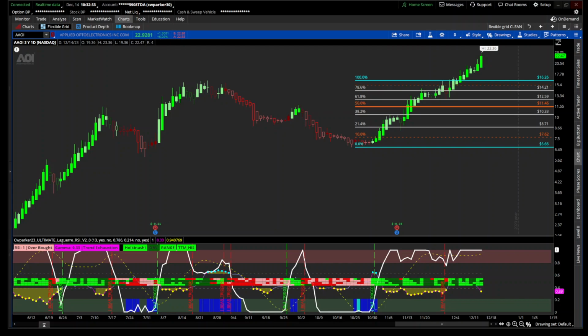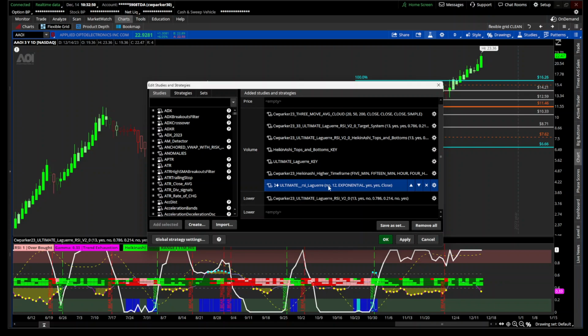Today I'll be introducing you to version 2 of my ultimate Laguerre RSI indicator. I made a lot of changes to it. Hopefully this version is a lot simpler. I've taken some things out and I've added a few things, but I wanted to take a moment to bring down the original one and do a comparison.